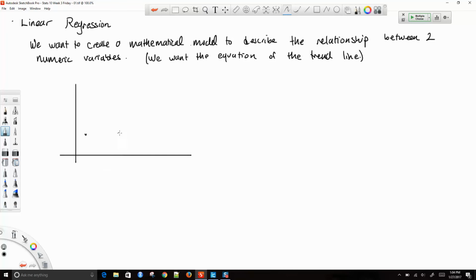So, let's say you have some data like this, and you're going to fit it with some kind of trend line here. Who knows? Maybe this is the trend line, and we want to know what is this equation. What is the equation of this line? The trend line, or what we call our best fit line, shows what we would predict y to be for a particular value of x.